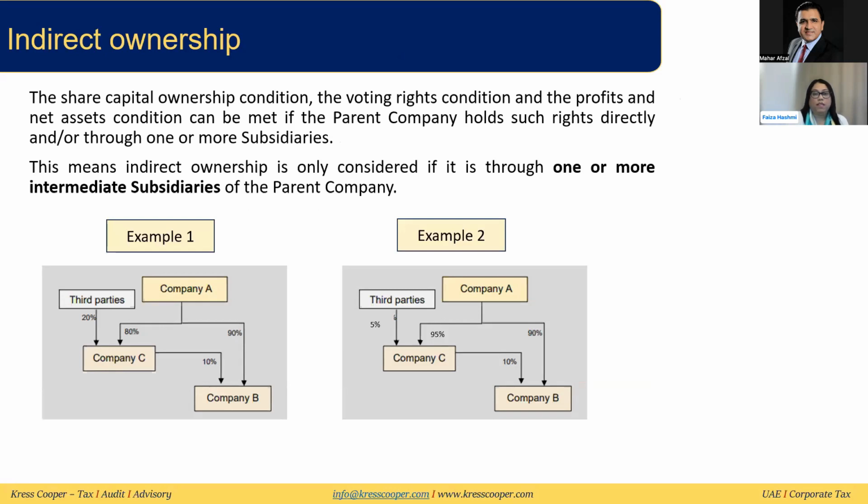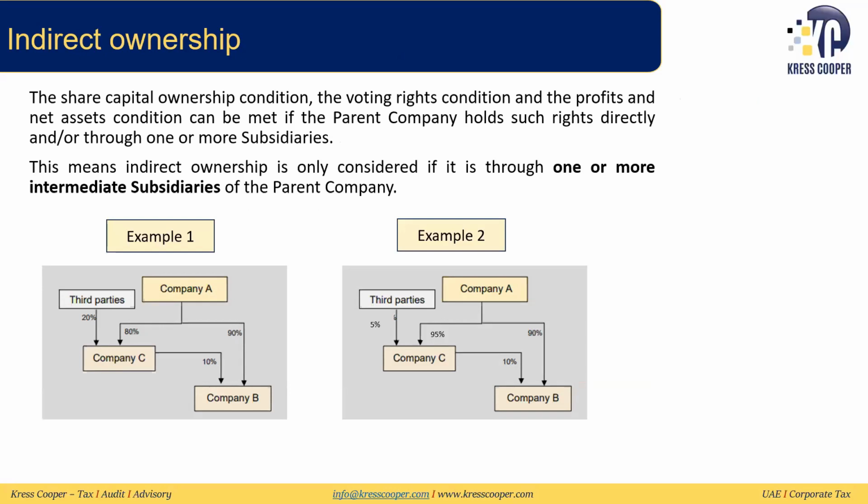If you look at example 1 and example 2, company A is holding 90% direct ownership in company B in both cases. In example 1, company A is holding 80% of company C, which in turn is holding 10% of company B. In example 2, company A is holding 95% of company C, which in turn is holding 10% of company B. So if you look at the effective holding, 90% is directly owned in both cases. In the first case, 10% is being held through company C, and company A is holding 80%, so the effective ownership here is 8%. So this becomes 98.